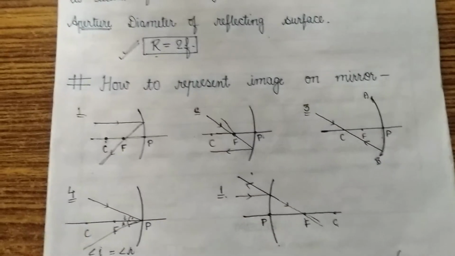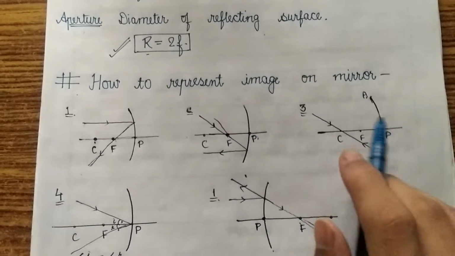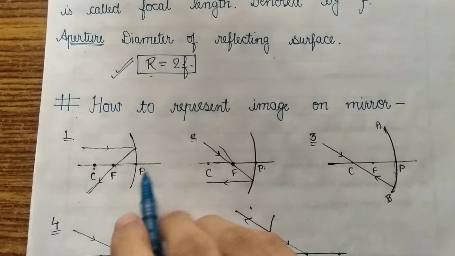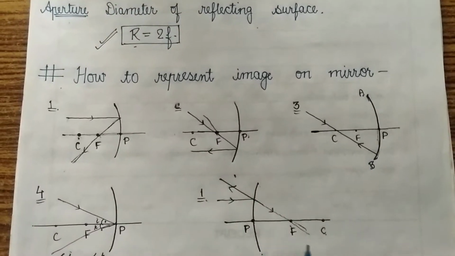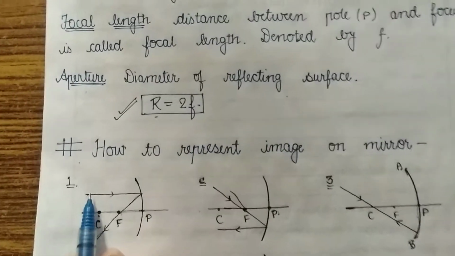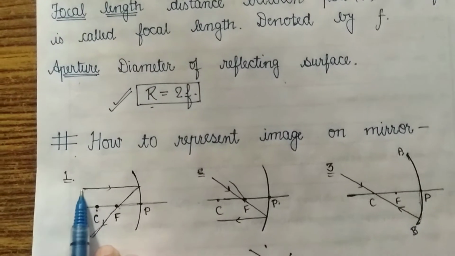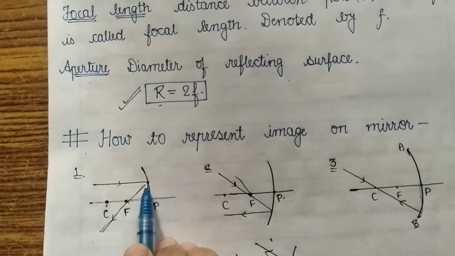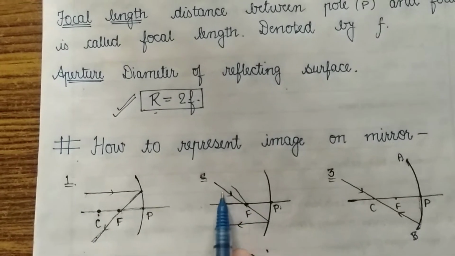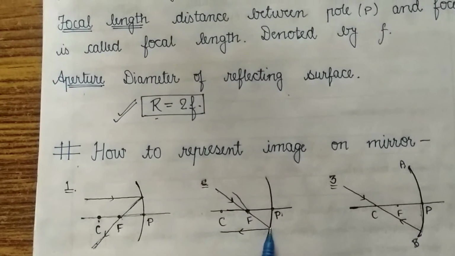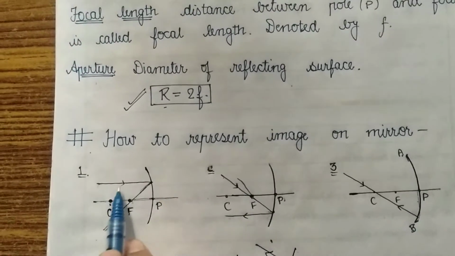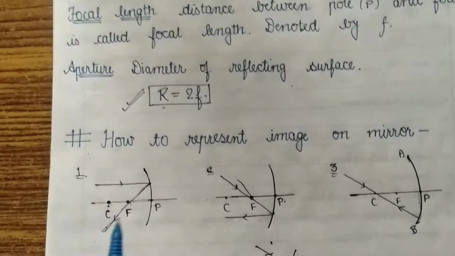Now we will learn how to represent images on the mirror. First we will learn how to represent an image on a concave mirror, then we will see the convex mirror. First, if a ray is parallel to the principal axis, then after reflection it will pass through the focus. Second, if the light ray passes through the focus, then after reflection it will become parallel to the principal axis. This arrow will show the direction of the light.